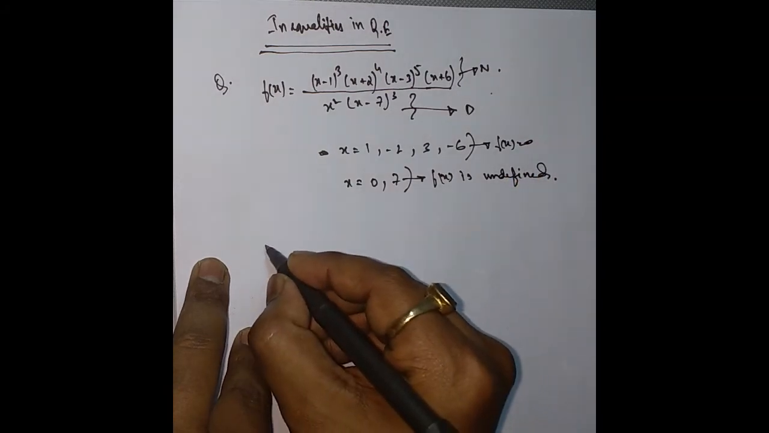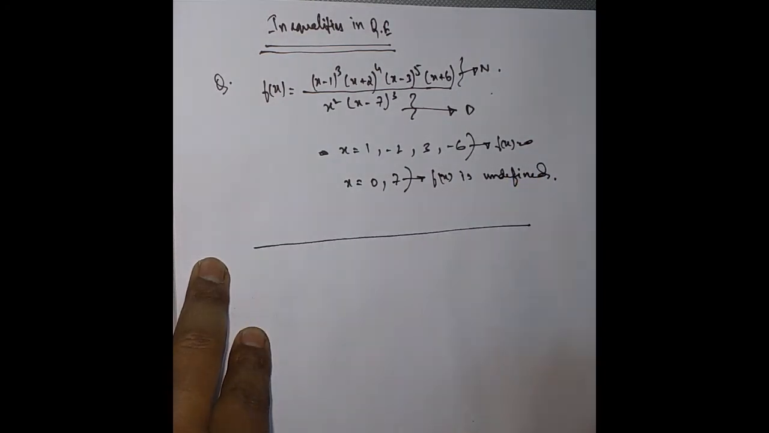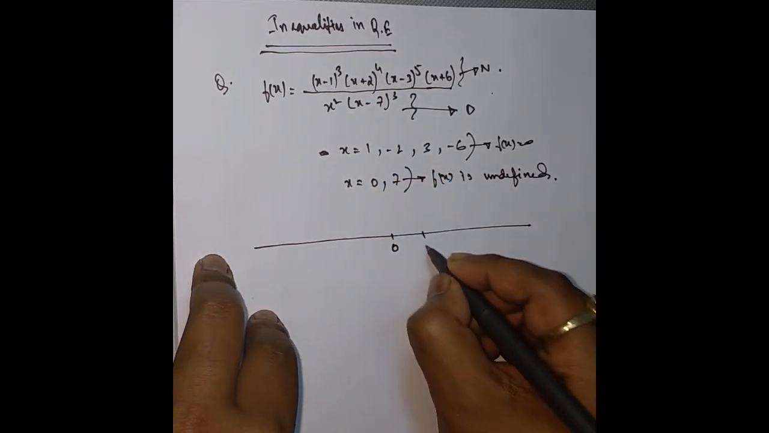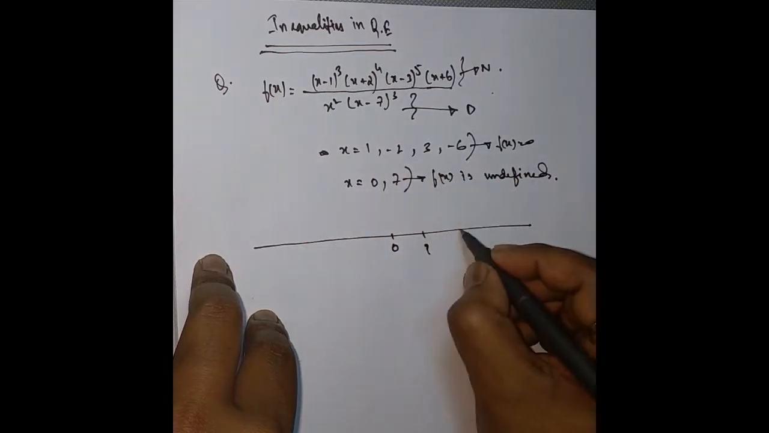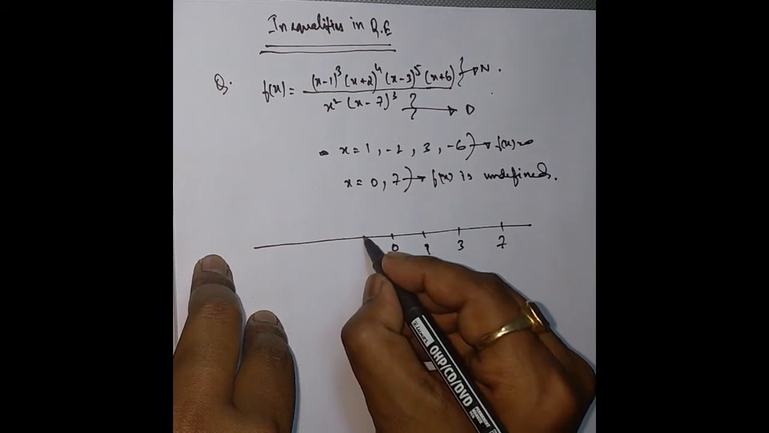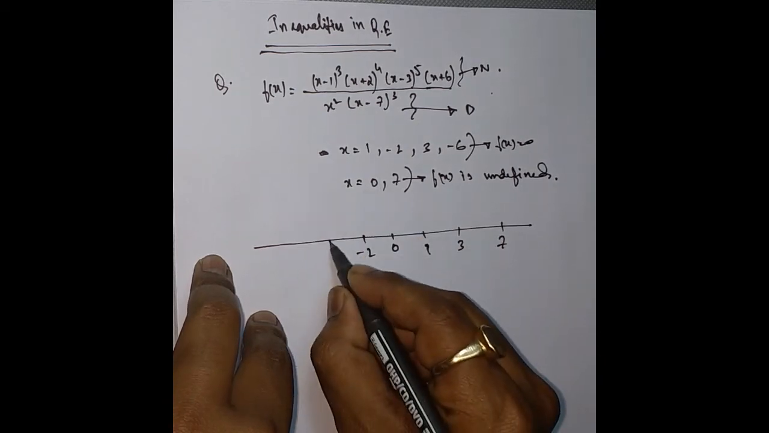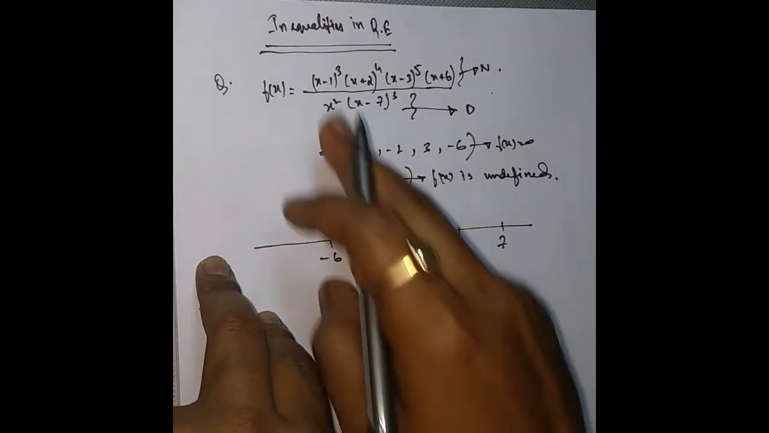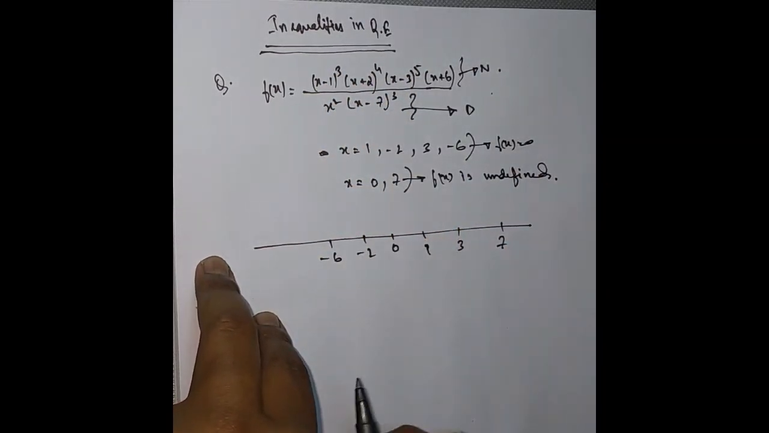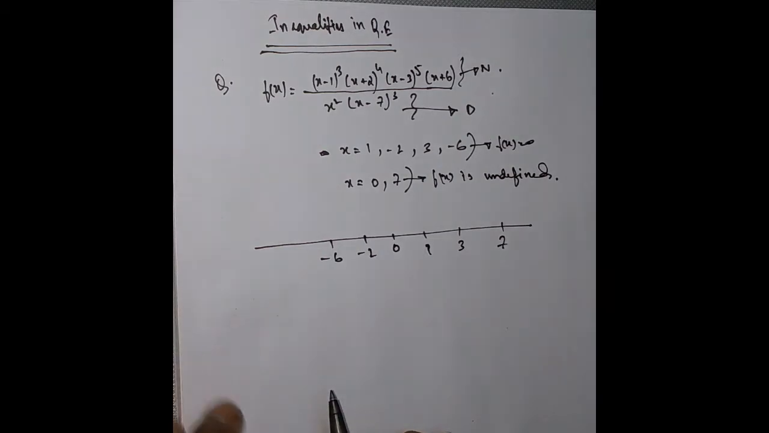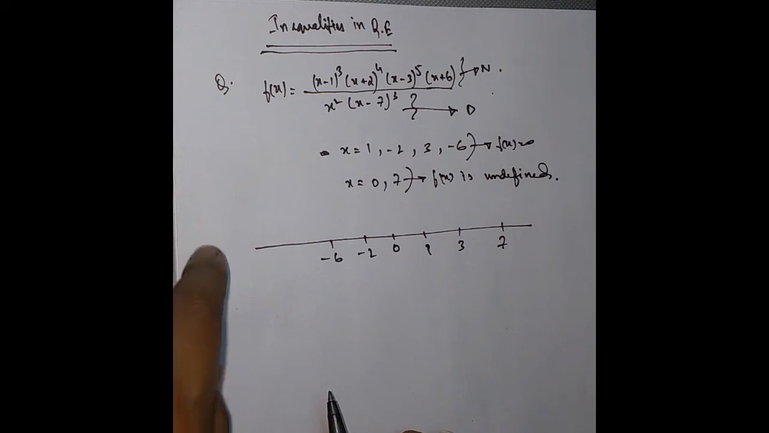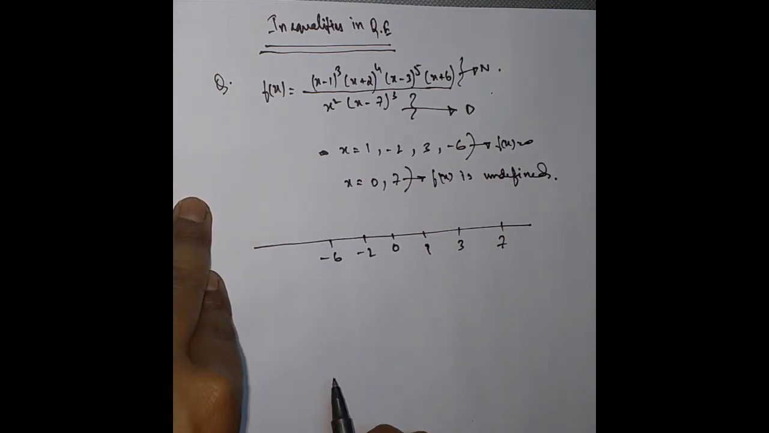Okay, so let's plot the number line. Let's plot all the points: 0, 1, 3, and 7, and minus 2 and minus 6. So in total there are 1, 2, 3, 4, 5, 6 points. Okay, now listen very carefully. I'm taking it a bit slow so that you can learn very properly.